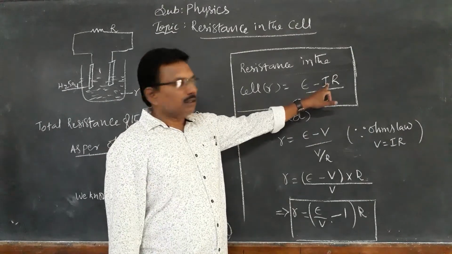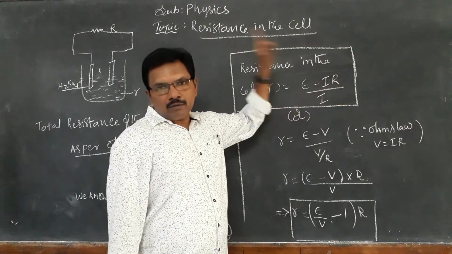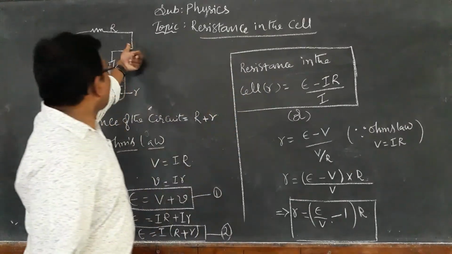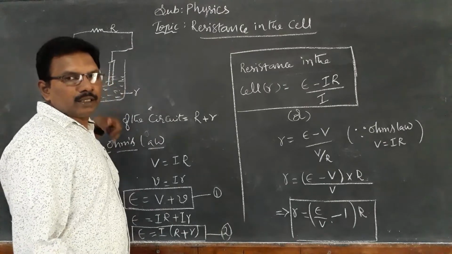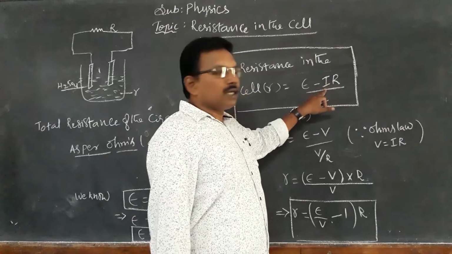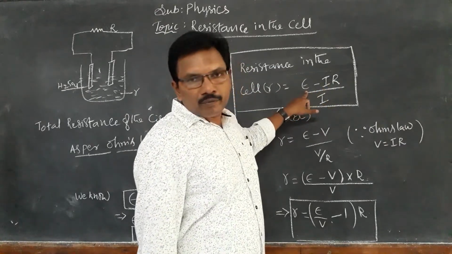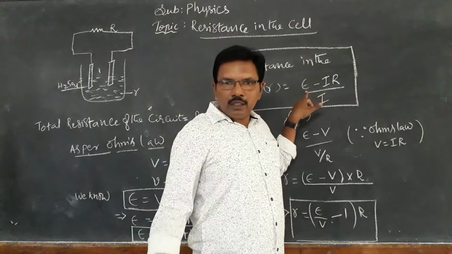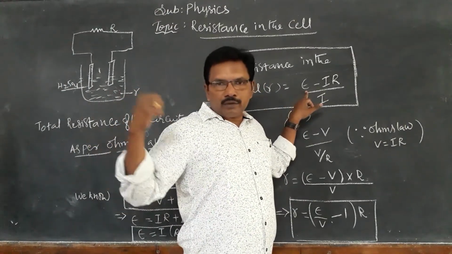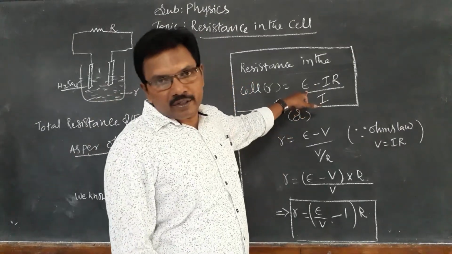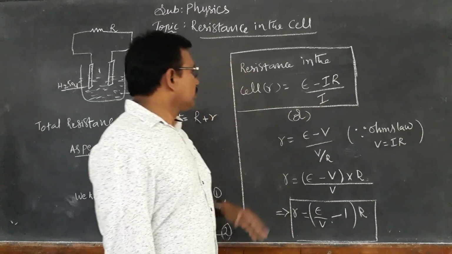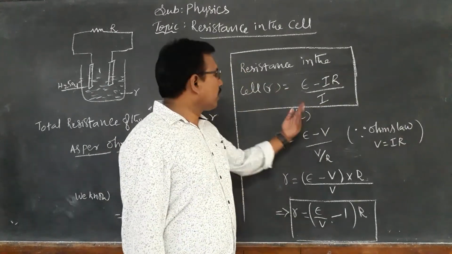I means current, R means the resistance of the outside circuit which is connected to the cell. This is the resistance of the outside circuit, and current I. Epsilon is the total electromotive force along the total circuit, meaning total potential difference. Okay, now E minus IR by I. This is one formula. We can modify this formula.